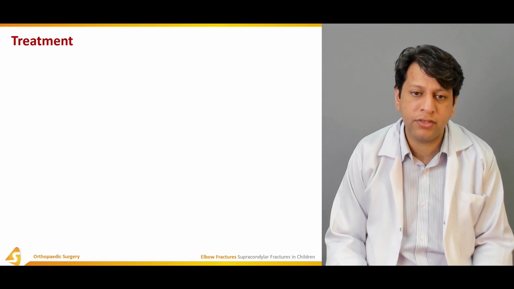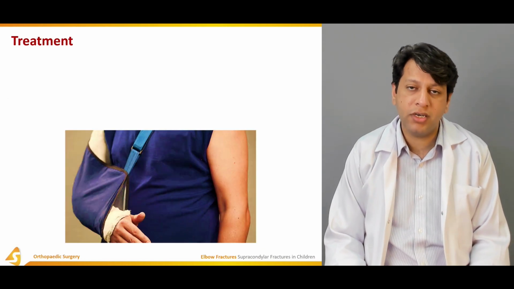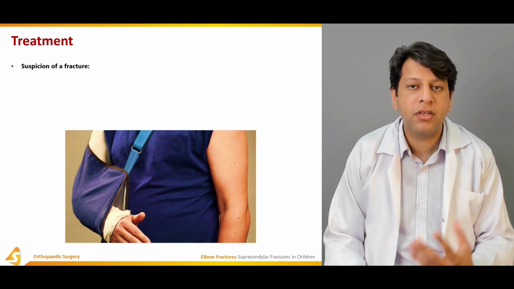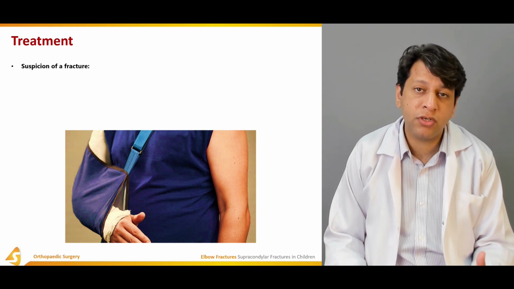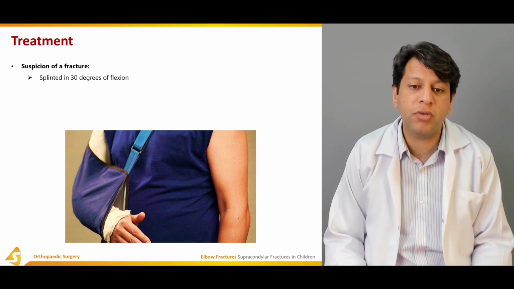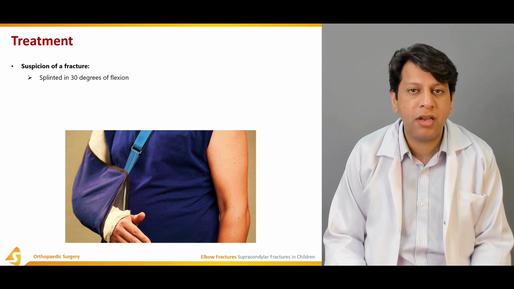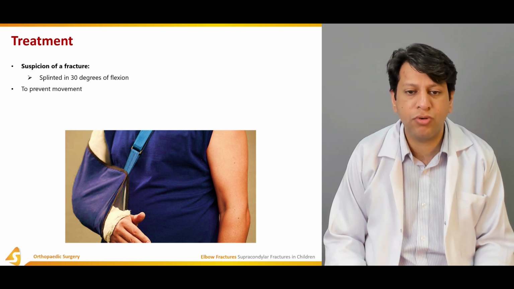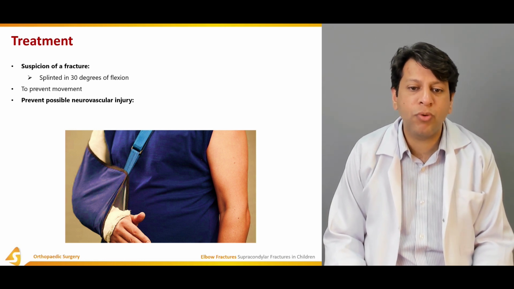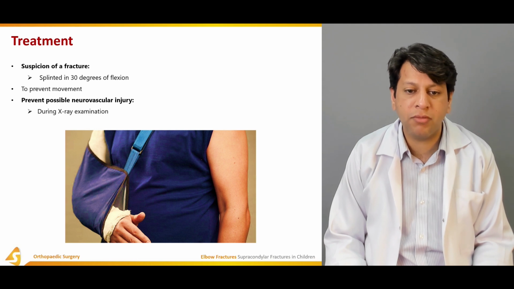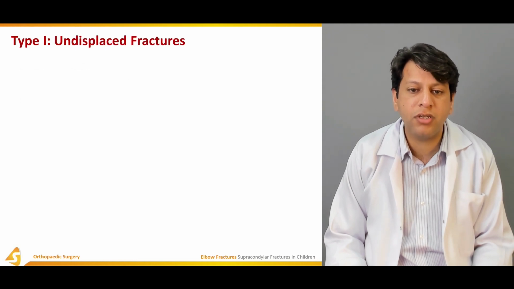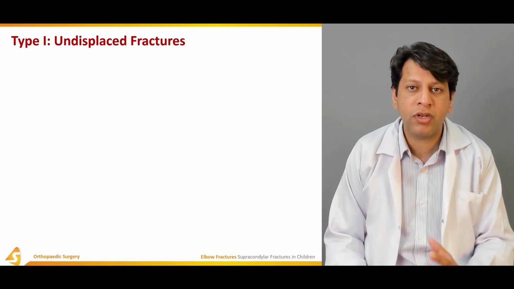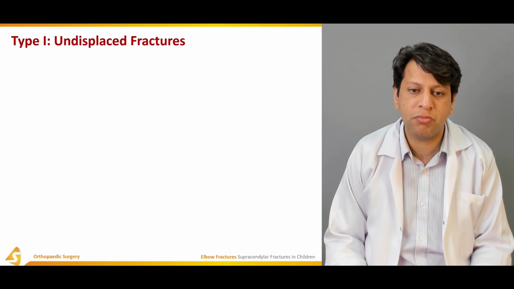Now coming to the treatment, depending upon the type of fracture. If it's a type 1 fracture, that is undisplaced or there is a suspicion of fracture, then we can manage it with a splint in 30 degrees of flexion and maintain it for 2 weeks, and get a repeat X-ray at almost 10 to 14 days, to prevent neurovascular injury at times. During X-ray examination, most of the time we have to be very careful not to exacerbate the injury in the form of displacement.